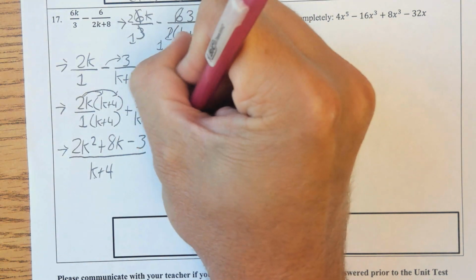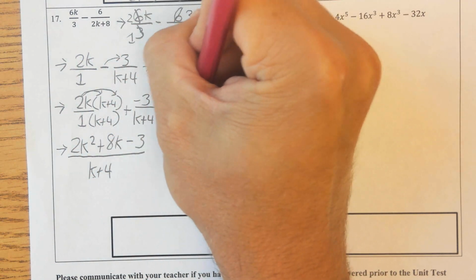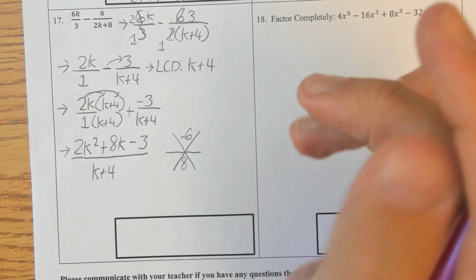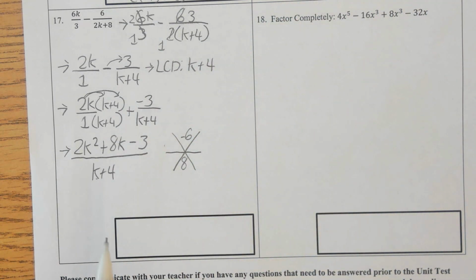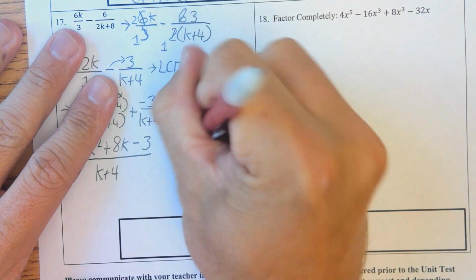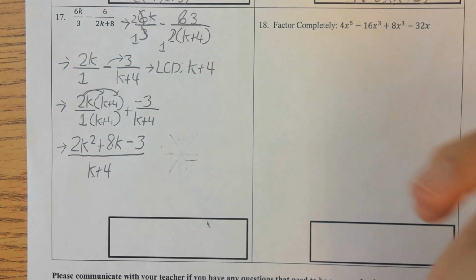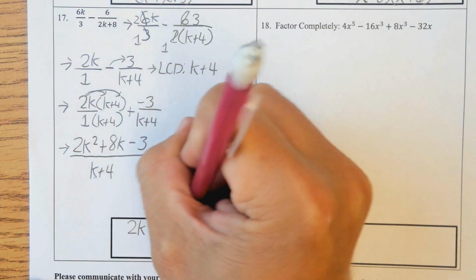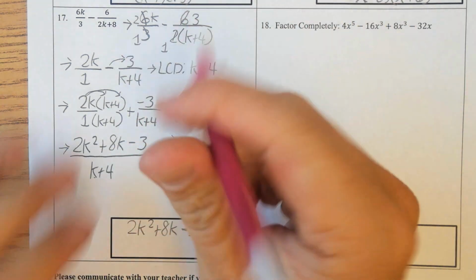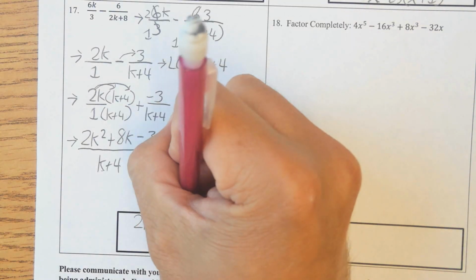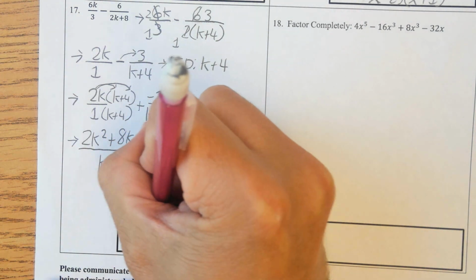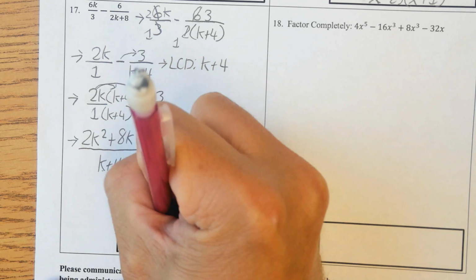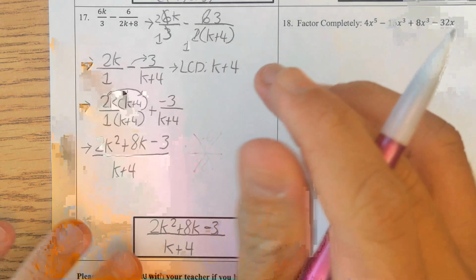I'll check right here, star method. So 2 times negative 3 is a negative 6. B is 8. And so I'm trying to think of two numbers that multiply to give me a negative 6 that add to equal 8. And it's just not possible. So therefore we know that can't be factored anymore. And so there you go. That's my final answer there. So my final answer is going to be 2k squared plus 8k minus 3 over k plus 4.